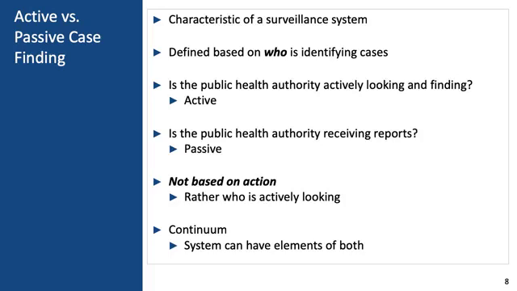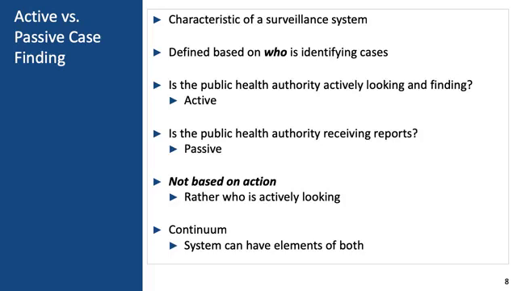Whether the system is active or passive is a characteristic of that system. It's defined based on who is identifying the cases. If the public health authority is actively looking for cases and finding them, then we would call that system active. If the public health authority is receiving reports from practitioners, we would call that passive. Now, it's important to remember here, active or passive is not based on action. There's action in both of these systems. Rather, it's who is actively looking for the cases.